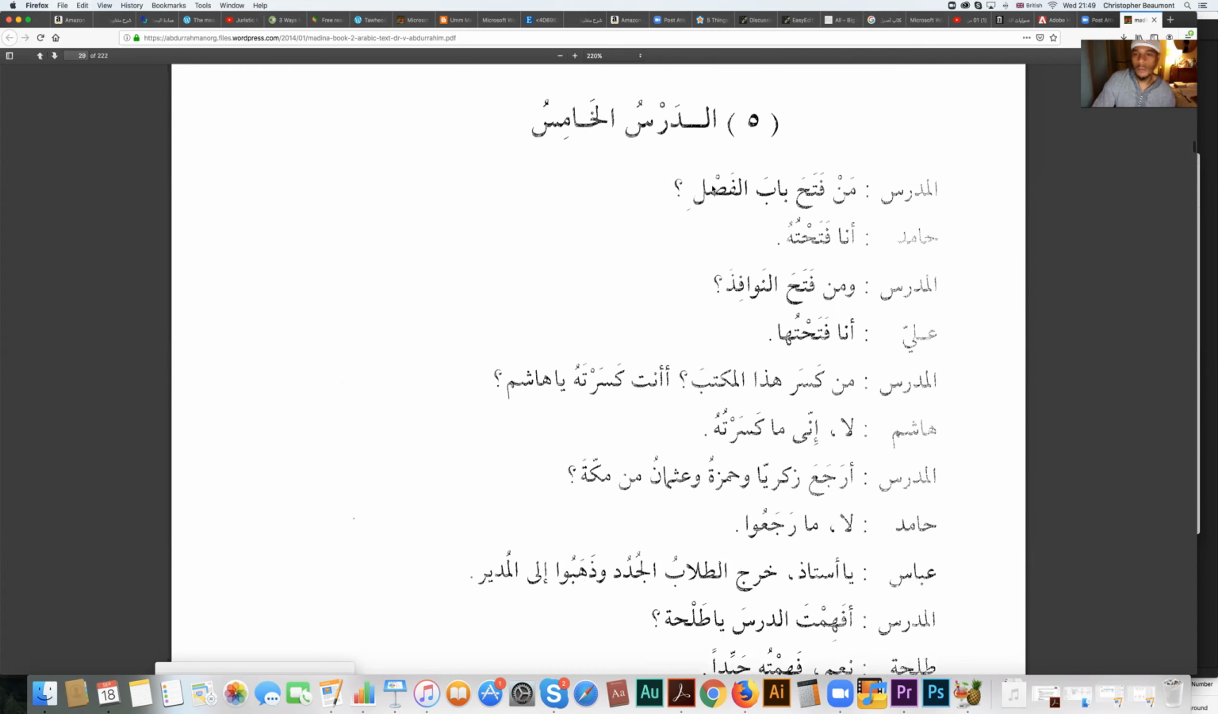All right, guys, let's go back to the top of the dialogue and read and understand every single thing that's going on. We can tell that the teacher is having a conversation with different students. We've got Hamid, Ali, Hashim, Abbas, Talha, Faisal and Ibrahim. So you get the idea that the teacher is in a classroom. The teacher says, Man fataha bab al-fasli. Man, as you all know, means who? Man al-istifham. We learned that in Madinah book 1, lesson number 1.